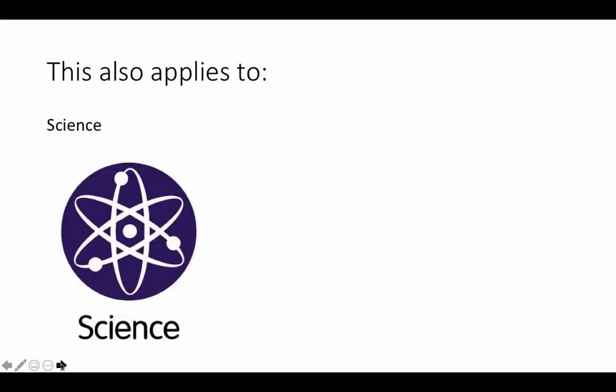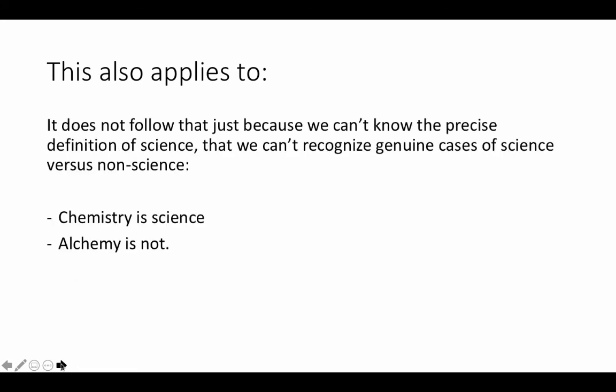It also applies to science. It does not follow that just because we can't know the precise definition of science, we can't recognize genuine cases of science versus non-science. Chemistry is definitely science. Alchemy is definitely not science. So don't despair yet. There are definitely borderline cases, but there are also clear-cut cases.